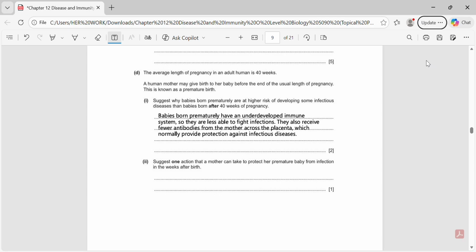Finally, in the next part of this question, it asks, suggest one action that a mother can take to protect her premature baby from infection in the weeks after birth. So, here, we would simply write, breastfeeding the baby. This is because breast milk contains maternal antibodies and other immune factors that provide passive immunity and protection against infections. Other possible actions include maintaining good hygiene, for example, washing hands before handling the baby and limiting the baby's exposure to people who are sick.